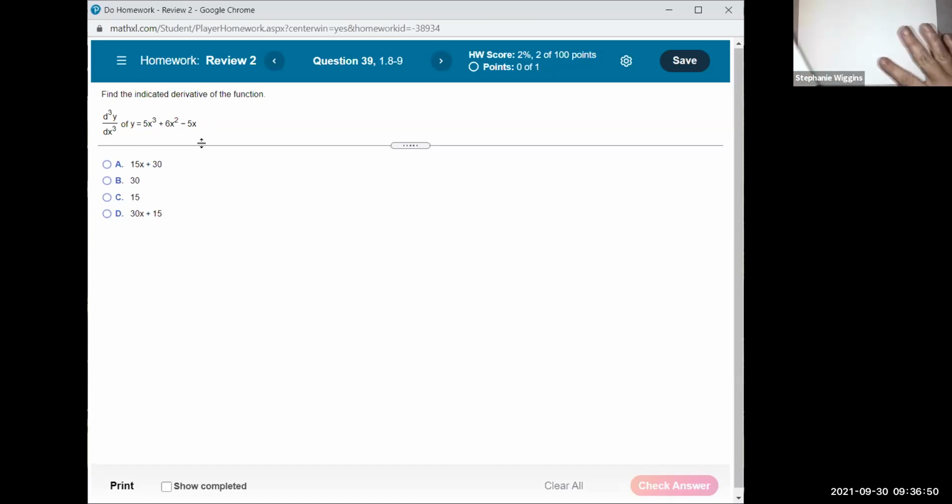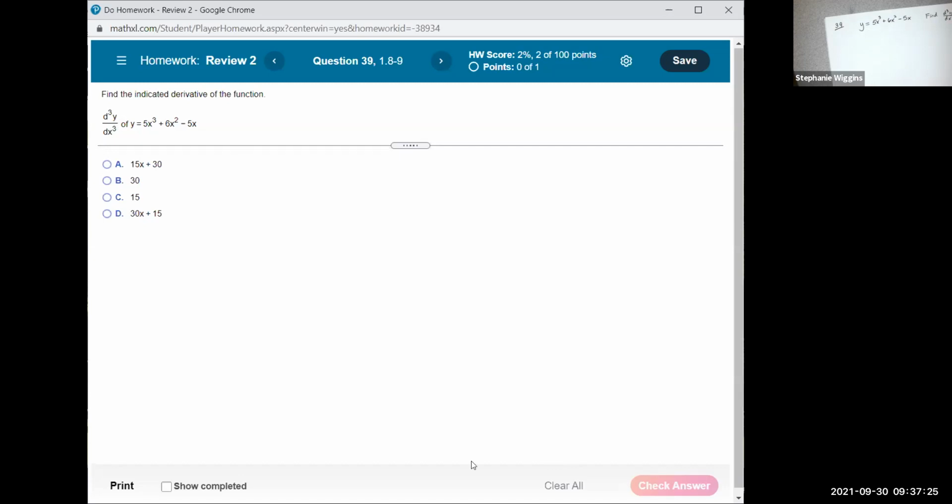So let's do this one, number 39. We have y equals 5x cubed plus 6x squared minus 5x. And we're asked to find d cubed y dx cubed. Okay, so what does that mean? Well, that just means you're going to repeatedly take the derivative 3 times.